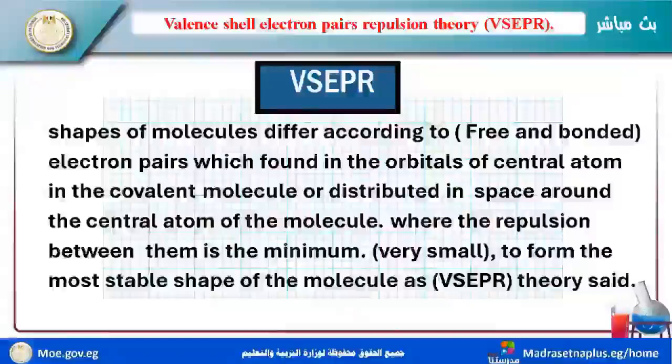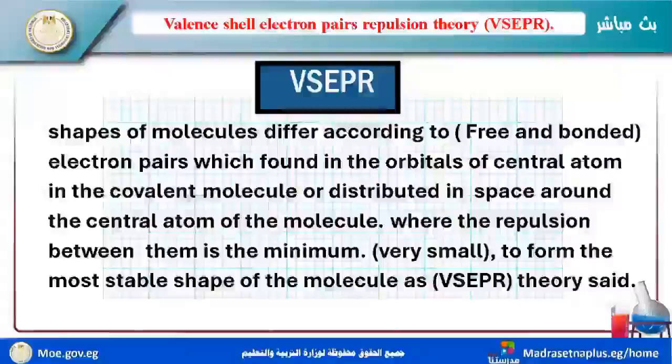Now, the shape of molecules differs according to the free and bonded electron pairs, which are found in the orbitals of the central atom in the covalent molecule, and are distributed in space around the central atom of the molecule, where the repulsion between them is the minimum, very small, to form the most stable shape of the molecule.